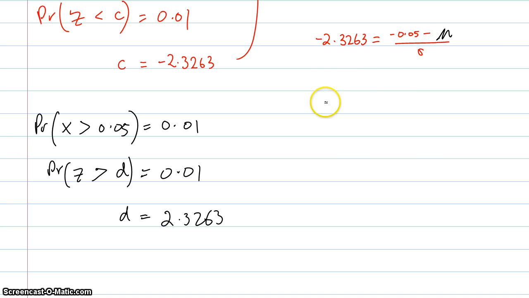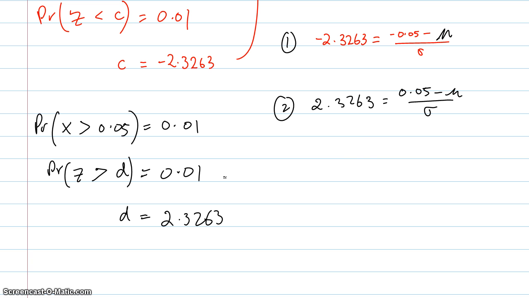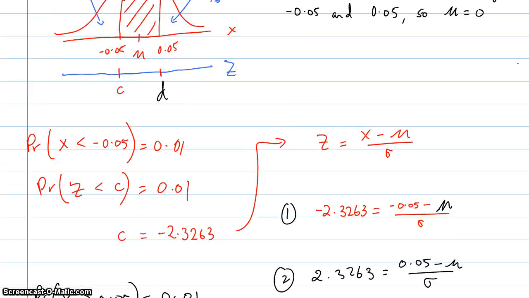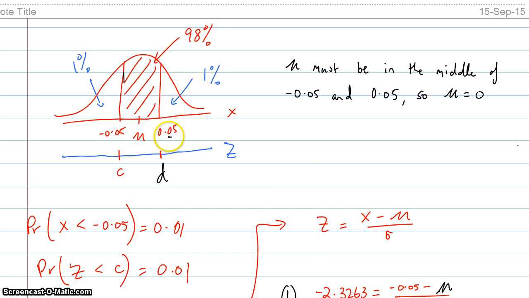So this time I've got that equation there, and I'll also have this equation: 2.3263 equals this time positive 0.05 minus the mean over the standard deviation. So that's equation 1, and that's equation 2. And when I solve those two equations simultaneously and try to find out what the mean is and what the standard deviation is, my mean will be 0 and my standard deviation will be 0.02, I can't remember the decimals, but it might have been 0.021. It's the same both times. It kind of has to be like that, because if we've got positive 0.05 and then negative 0.05, the middle must be the mean, which is 0 in this case.